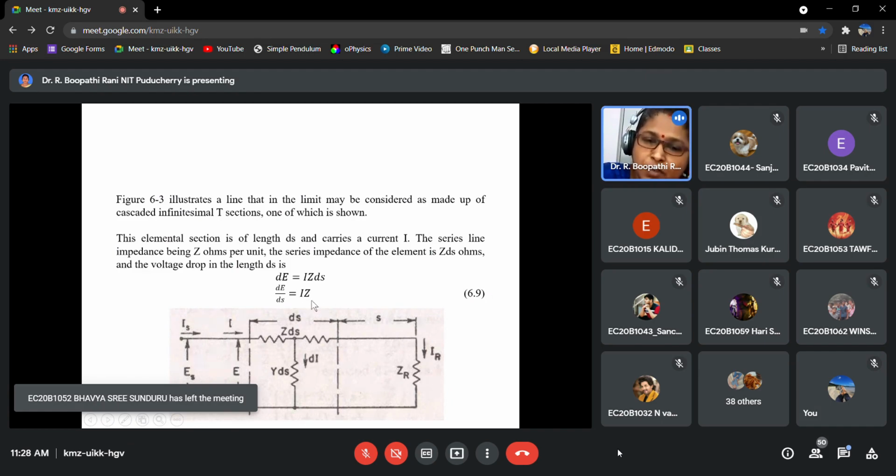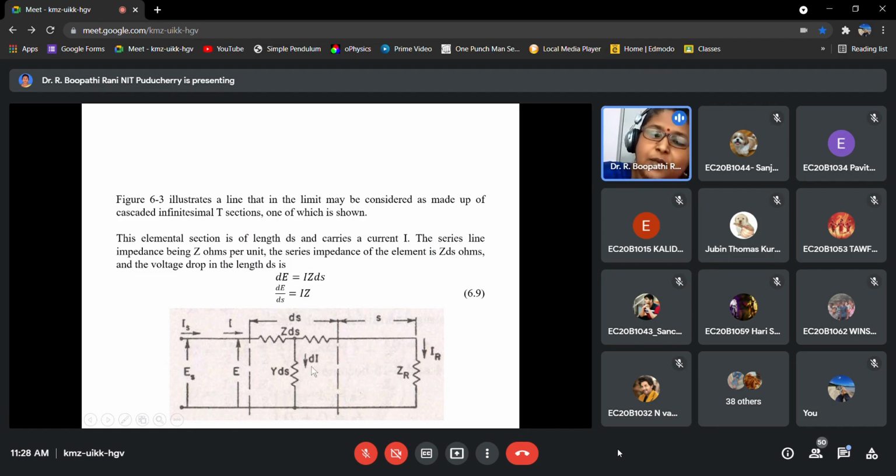We need to find the solution for these equations. First, we are writing the differential equation for this circuit. We are writing the current-voltage relation. We consider the elemental length ds. In that, the impedance is ZDS. The current entering this element is I. So DE, the voltage drop, can be written as DE equal to IZDS. And this can be rewritten as DE by DS equal to IZ.